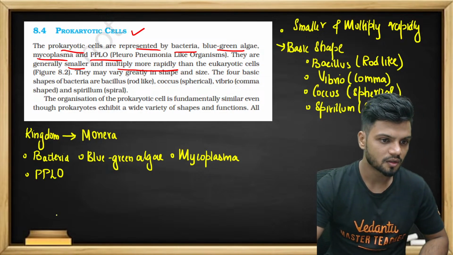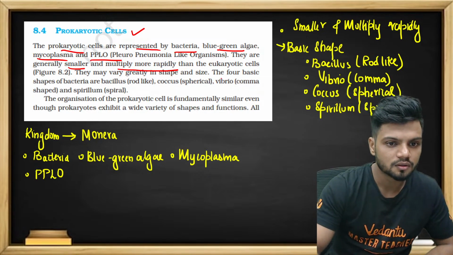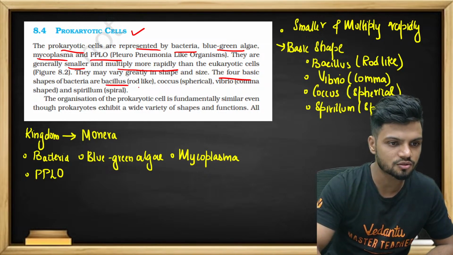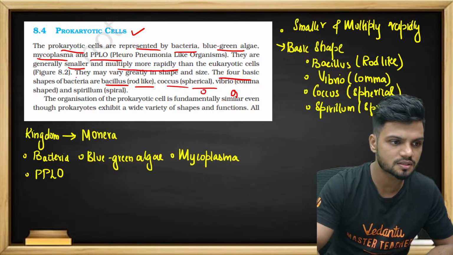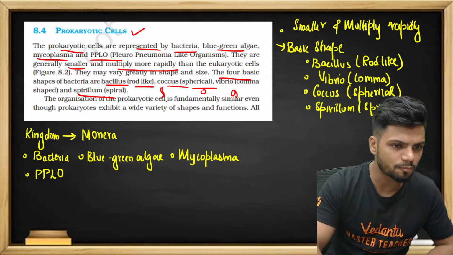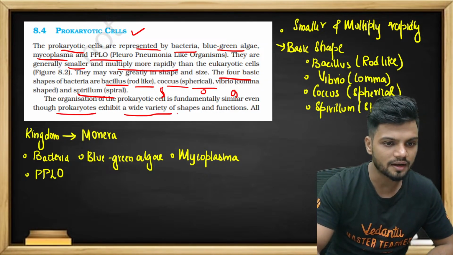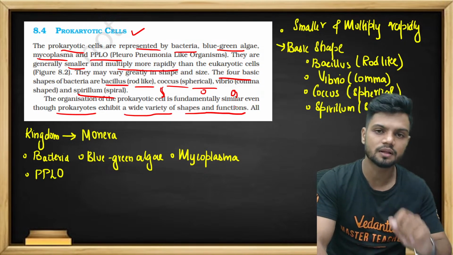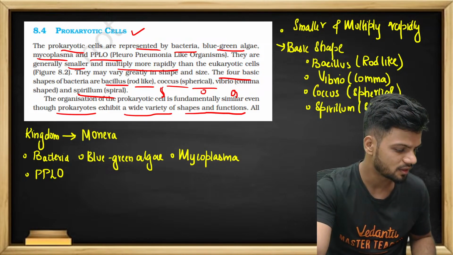Okay. So let's read what is given here. The four basic shapes of bacteria are bacillus, rod-like; coccus, spherical, round; vibrio, comma-like; and spirillum, spiral shape. Organisms of prokaryotic cells are fundamentally similar, even though prokaryotic cells exhibit a wide range of shape and function. They are similar because they are prokaryotic. See how much they can even vary.